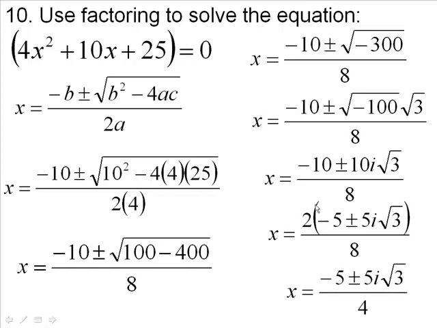You saw how I got the 2 right. 2 times 5 is 10, and 2 times 5 is 10. So I factored a 2 out here and canceled it with the 8.